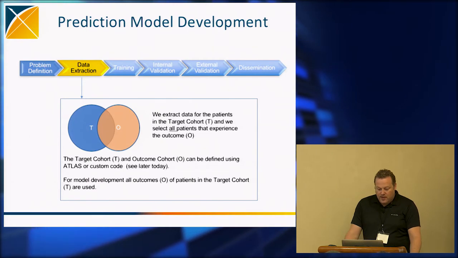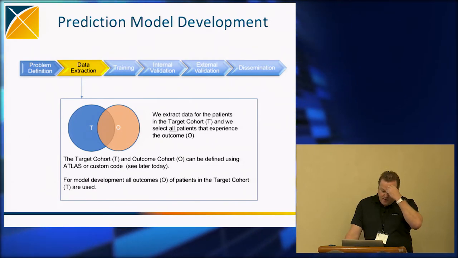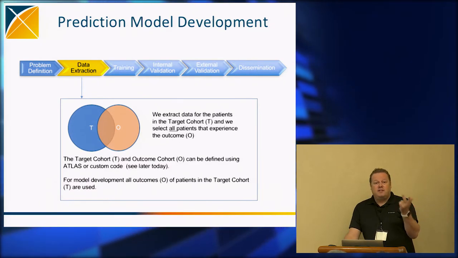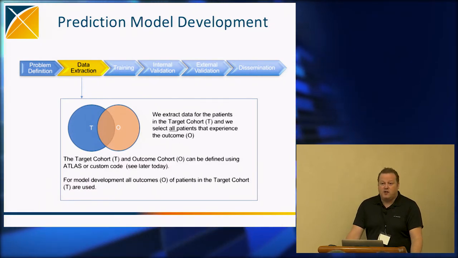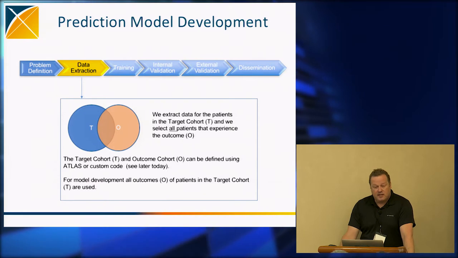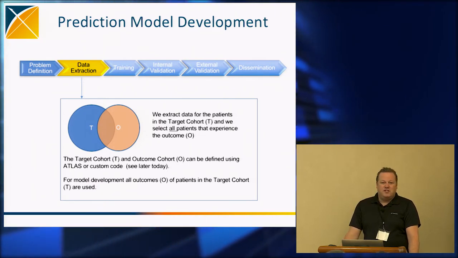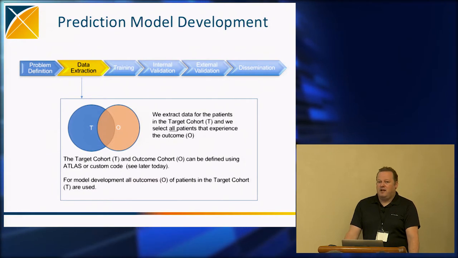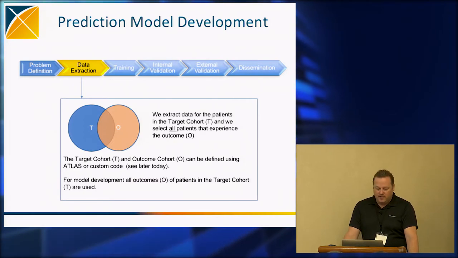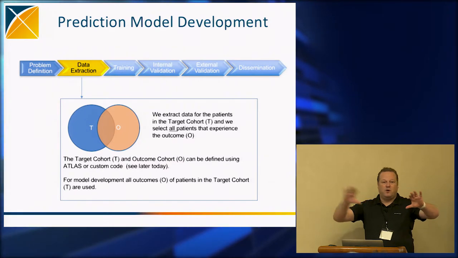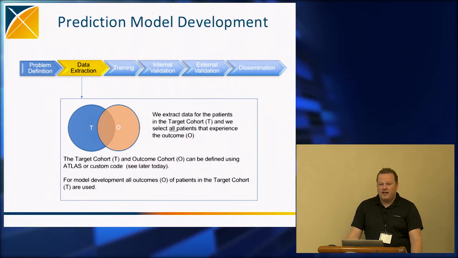So what we do, as you see here in this figure, is define the two cohorts, the T and the O, as any other cohort that we would create in Atlas. And our package will automatically look at those patients that are in T, whether they develop the outcome. So we look at the overlap of the two. The nice thing about that is that we can reuse these cohorts for different types of questions, and we can look at different overlaps between the target cohort and the outcome cohort quite easily.